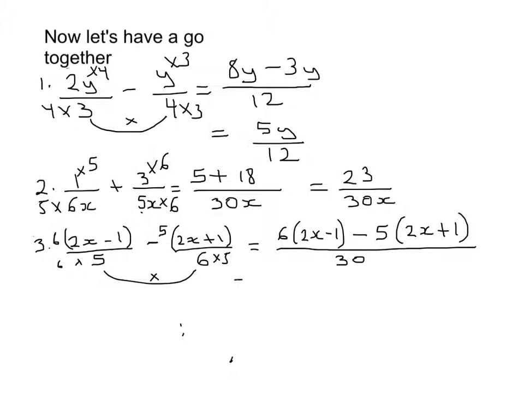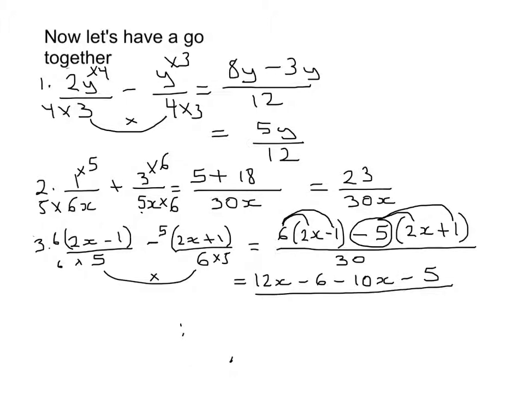Now, expand the brackets. 6 times 2x is 12x. 6 times negative 1 is minus 6. Now remember, it's negative 5 times 2x. It's negative 10x. And negative 5 times 1 is negative 5. Put it all over 30.